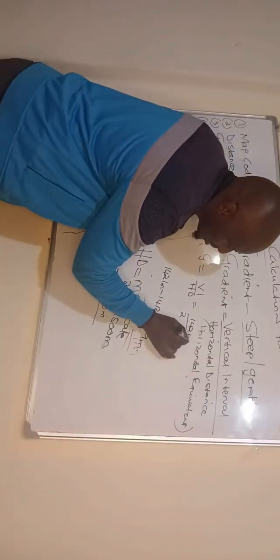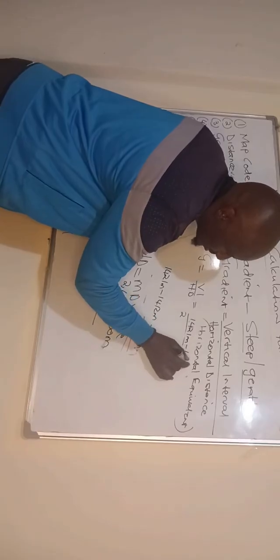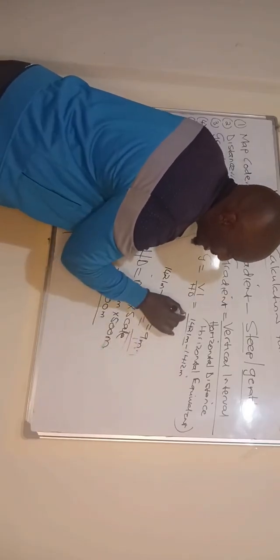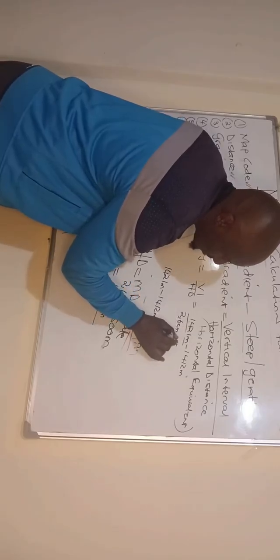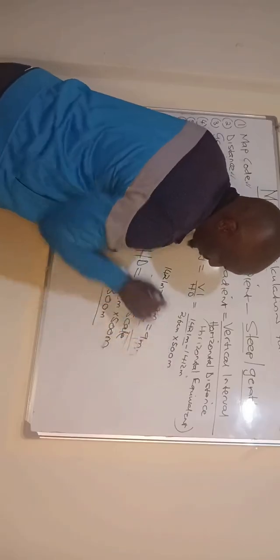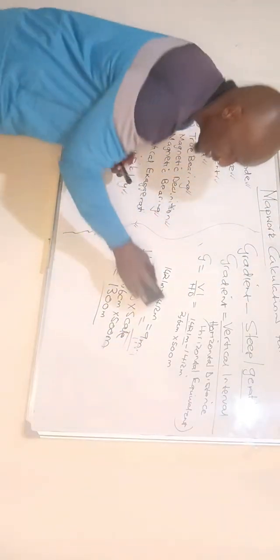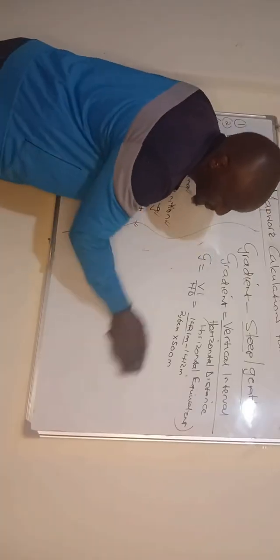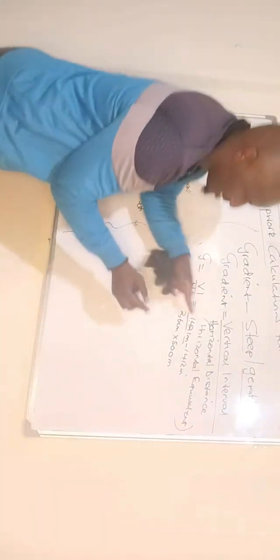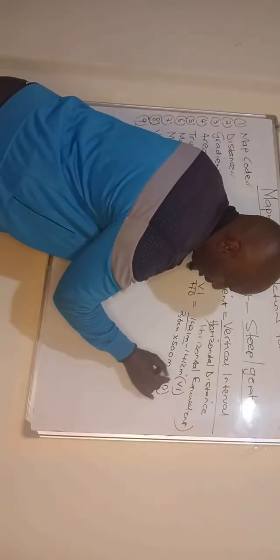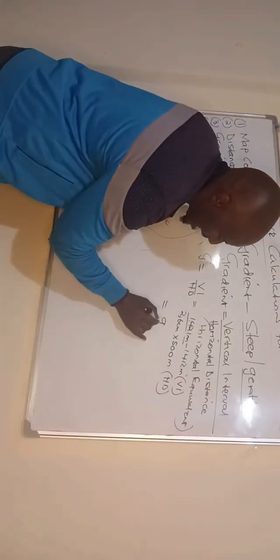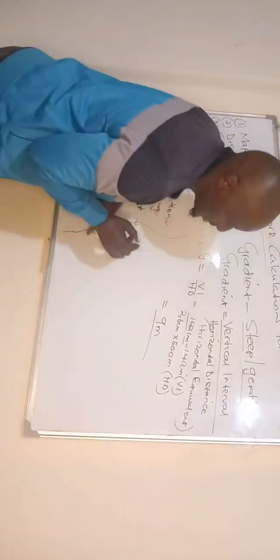1421 meters minus 1412 meters. Here, 2.6 centimeters multiplied by 500 meters. Then we subtract: this is our VI, this is our HD. Here we are going to get 9 meters.